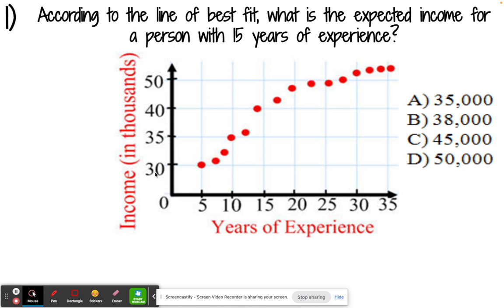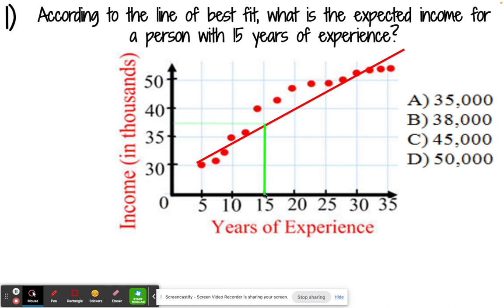So let's look at this. I have a scatter plot that shows the years of experience and the income in thousands. It says, according to the line of best fit, what is the expected income for a person with 15 years of experience? Well, the line of best fit goes something like this. We have about as many points below as above, maybe a few more above. It goes through several points, so it is a pretty good line.